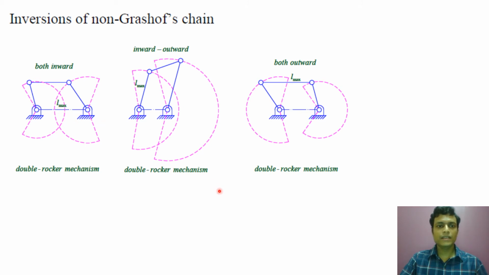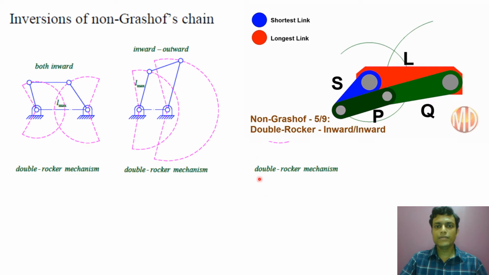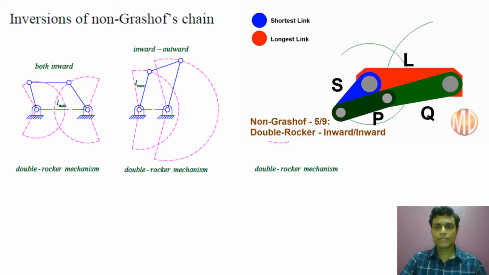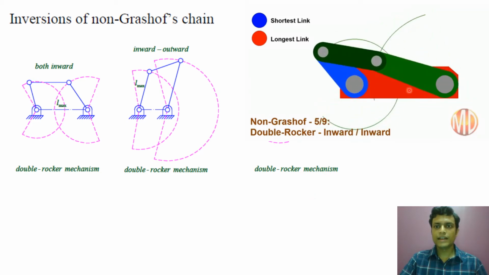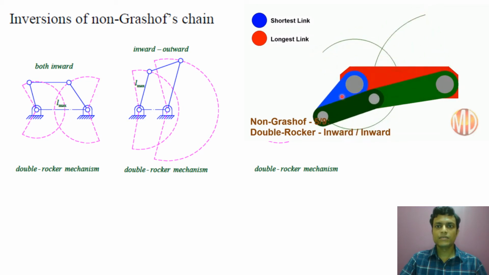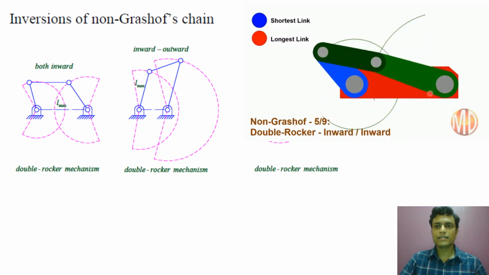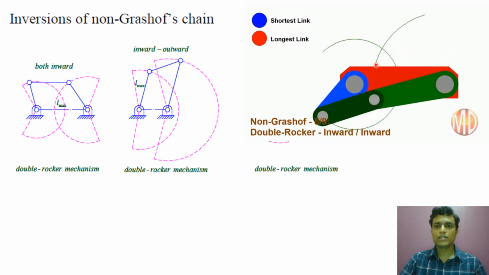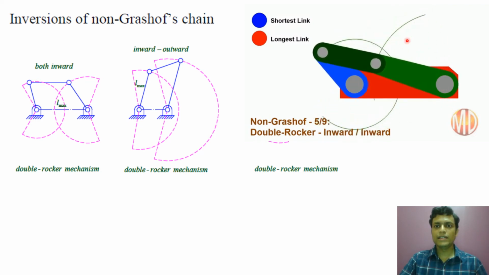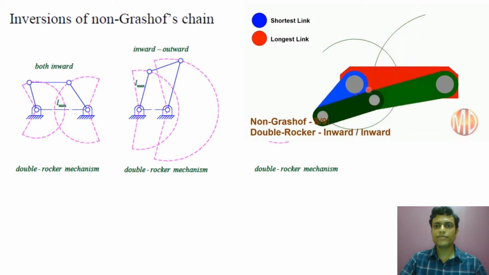So let me show you one animation of this. Here the red color link is the Lmax, the blue one is the crank, and the green one is the follower. Both are oscillating in inward direction and both have crossed the line of frame. So when Lmax is fixed, both will oscillate in inward direction.